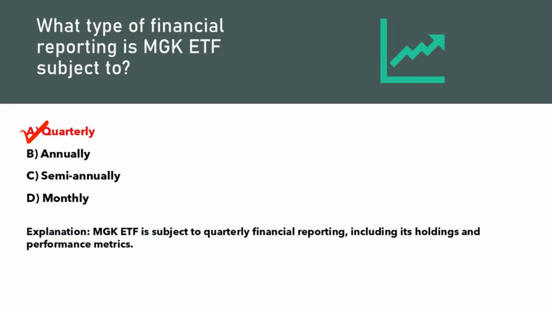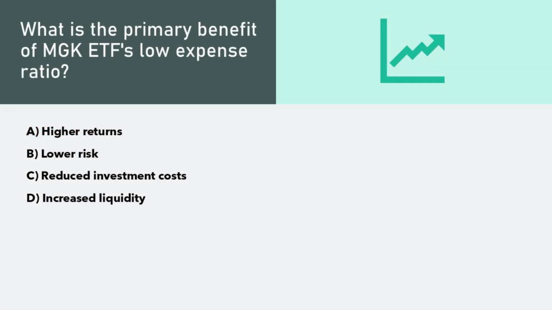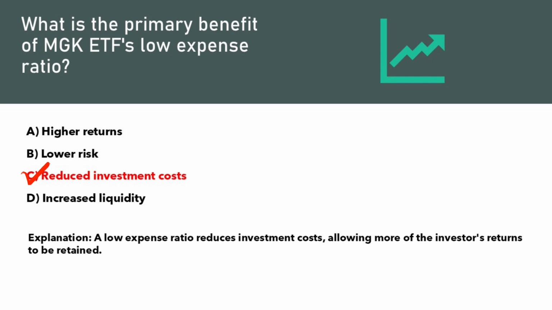Answer: A. Quarterly. Explanation: MGK ETF is subject to quarterly financial reporting, including its holdings and performance metrics. What is the primary benefit of MGK ETF's low expense ratio? Answer: C. Reduced investment costs. Explanation: a low expense ratio reduces investment costs, allowing more of the investor's returns to be retained.